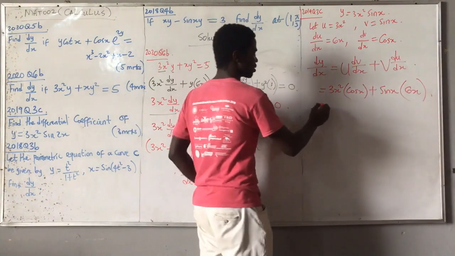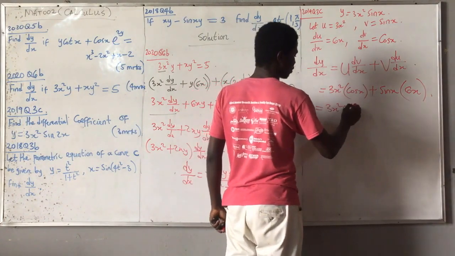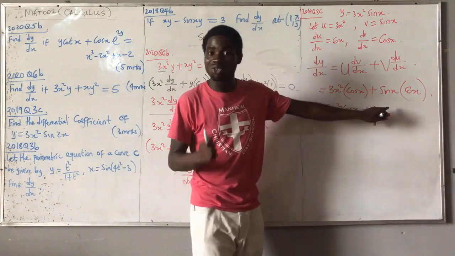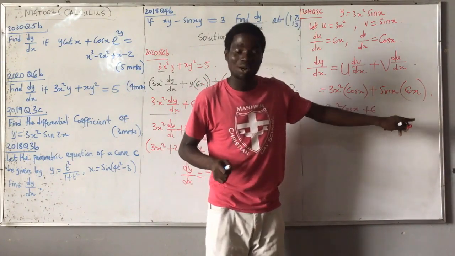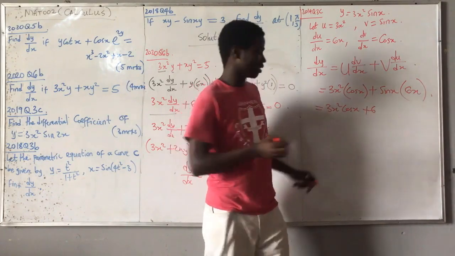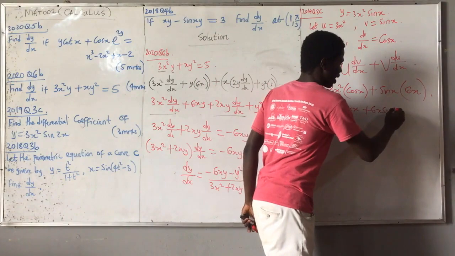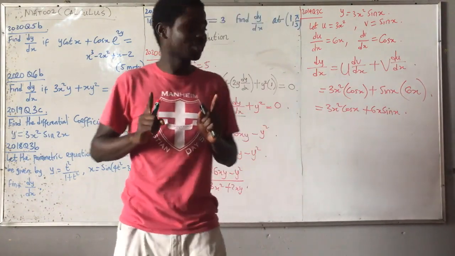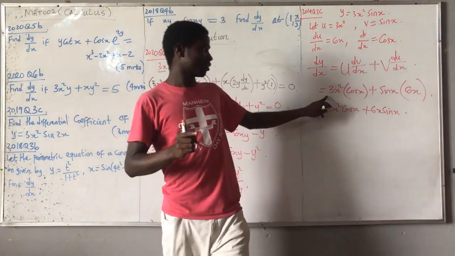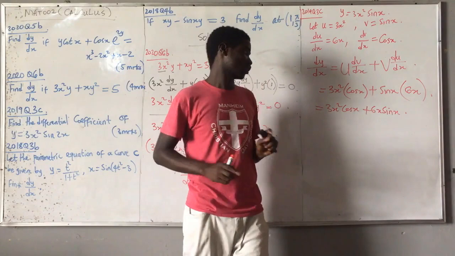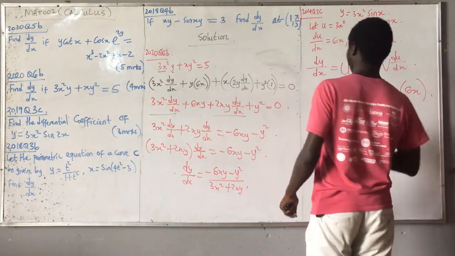Open the brackets. This is 3x squared cos x. This one will be plus 6x. Don't go and write sin 6x squared. This one is angle, this one is no angle. Let it stay at the back: 6x sin x. Do you get my point? Don't write sin 6x squared, please. Take note of that. Thank you very much. That's the answer to this question.